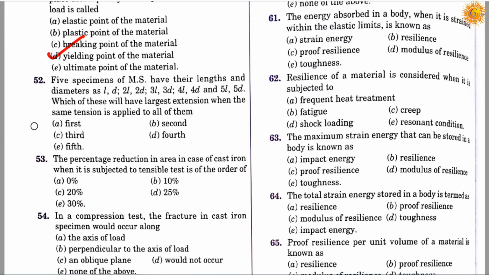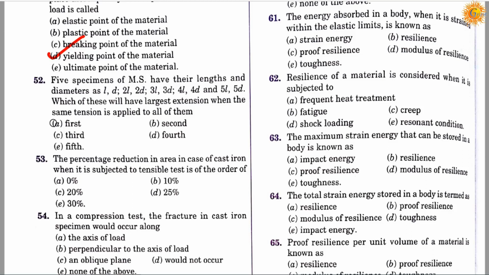Question number 52. Five specimens of mild steel have their lengths and diameters as L and D, 2L and 2D, 3L and 3D, 4L and 4D, and 5L and 5D. Which of these will have the largest extension when the same tension is applied to all of them? Option A is the first, option B is the second, option C is the third, option D is the fourth, and option E is the fifth.